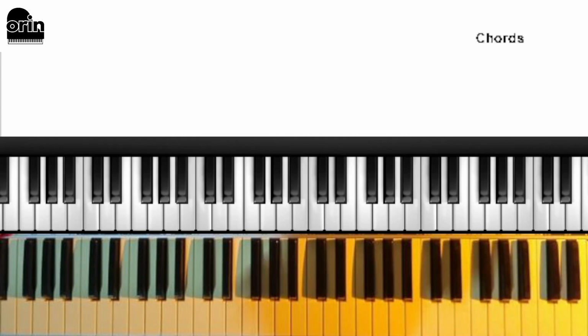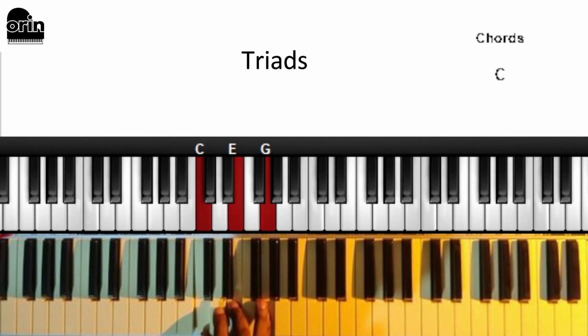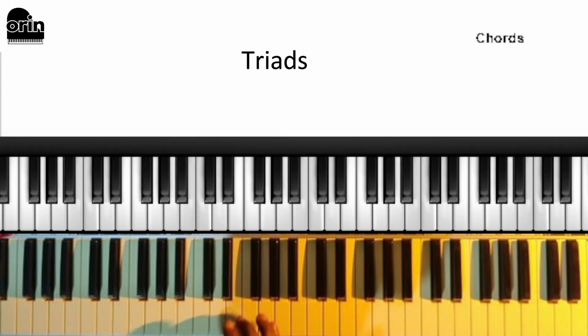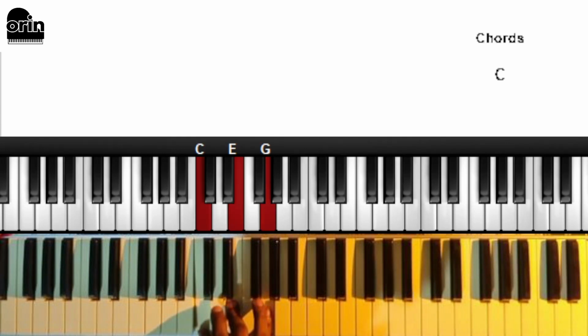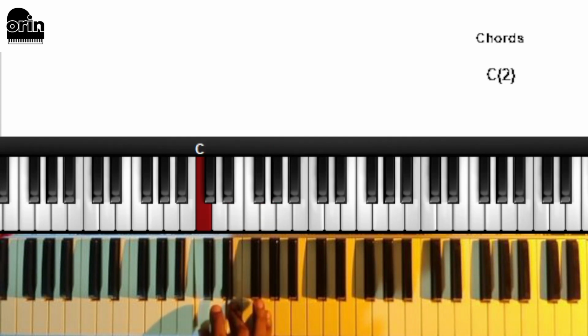A triad. A triad is a chord with three notes. For example, C major right here is a triad. It has three notes, C, E, and G, so hence the name triad. A triad consists of three notes. A triad can only have two inversions. What do I mean? This is C major, for example, and it has three notes.